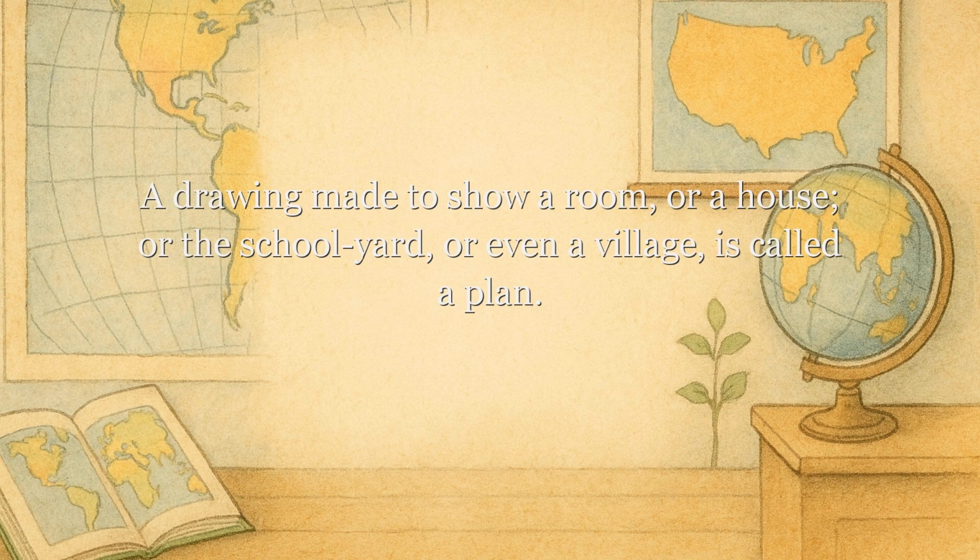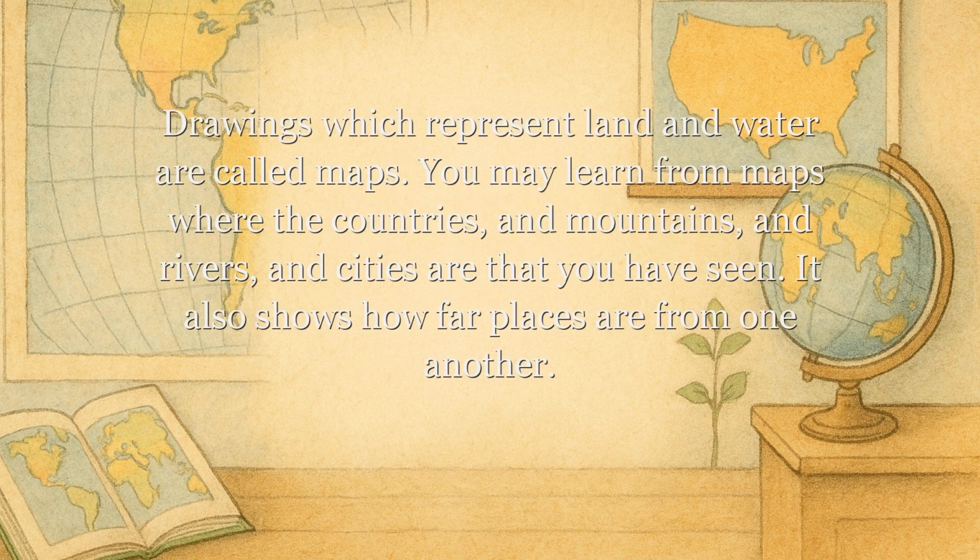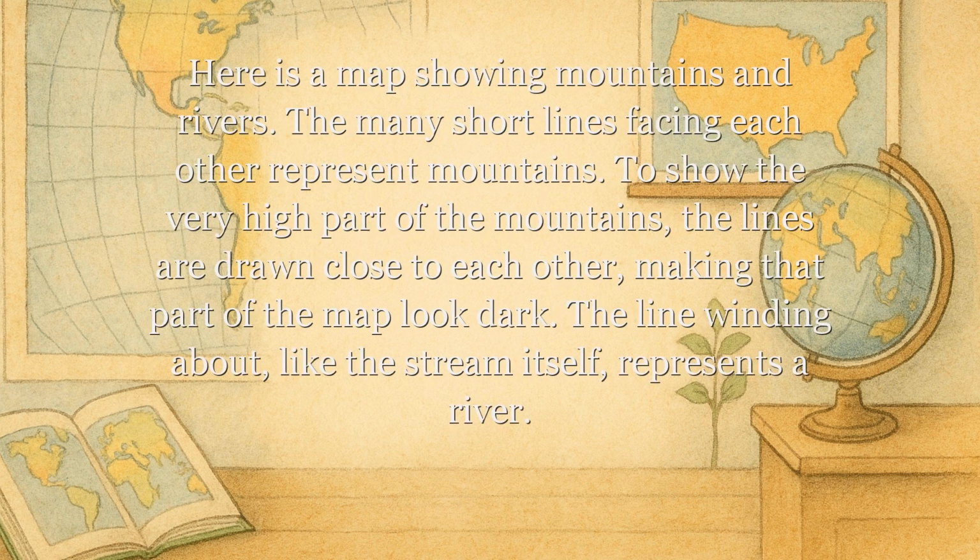Lesson XXIV. The Map. A drawing made to show a room, or a house, or the schoolyard, or even a village, is called a plan. Drawings which represent land and water are called maps. You may learn from maps where the countries, and mountains, and rivers, and cities are that you have seen. It also shows how far places are from one another. Here is a map showing mountains and rivers.